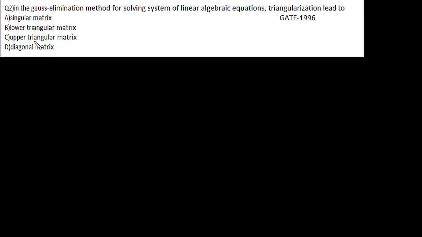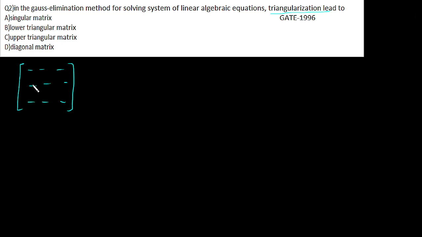Okay, now let's solve question number 2. Question 2 says: in the Gauss elimination method for solving a system of linear algebraic equations, triangularization leads to what type of matrix? So in Gauss elimination, what we are simply doing is, we have a matrix, let's assume it is 3 cross 3. We are simply reducing it into the echelon form.